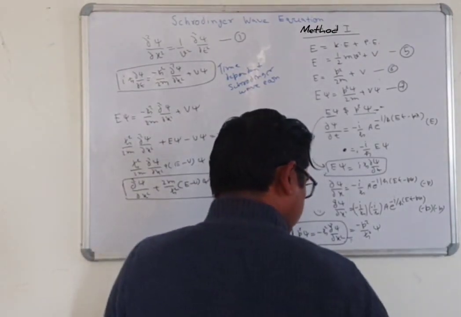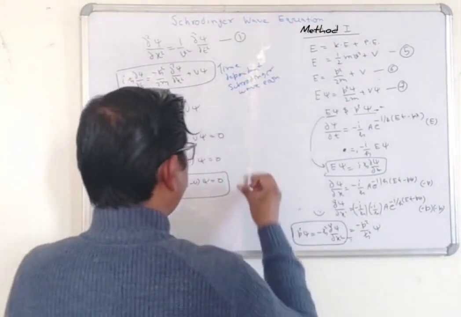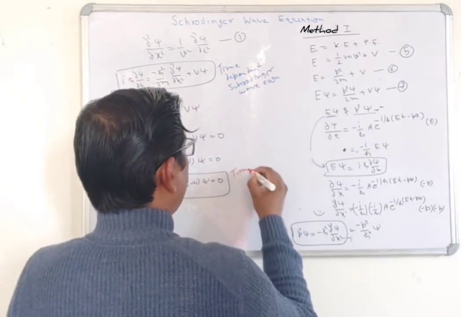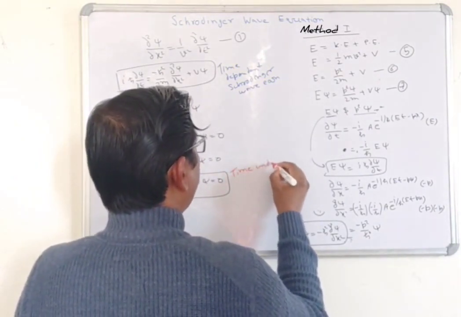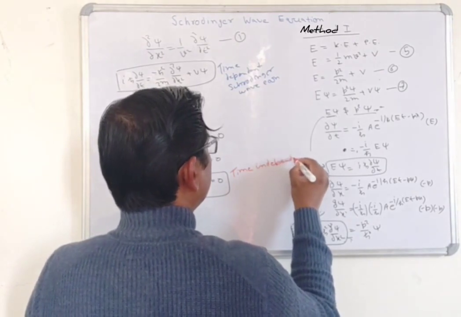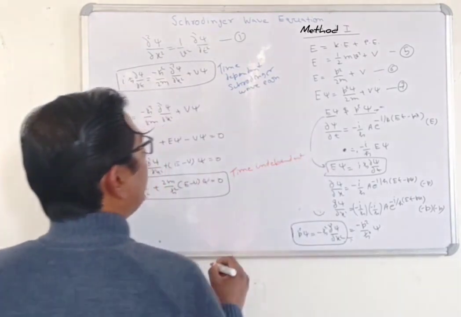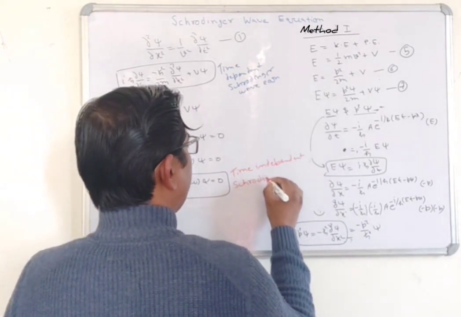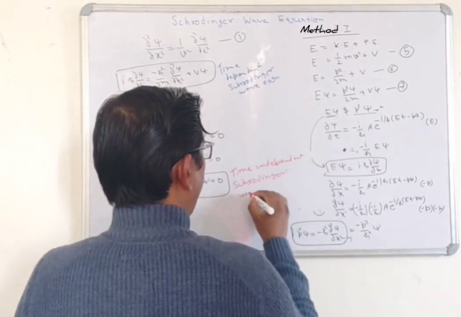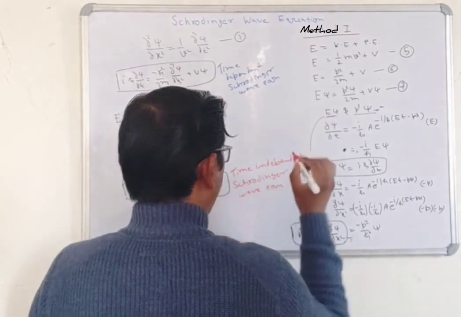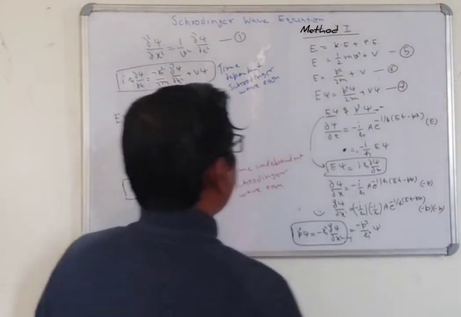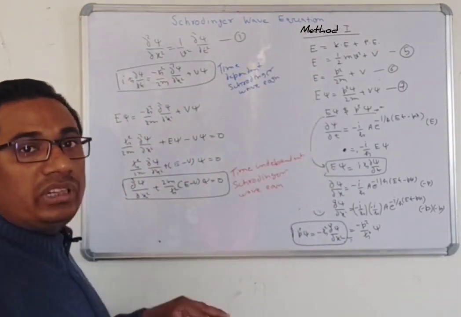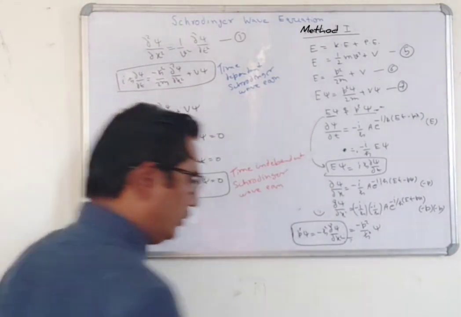This equation is known as the time independent Schrodinger wave equation. Okay, this one is method 1. What is method 2?